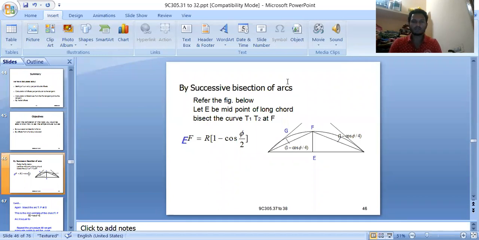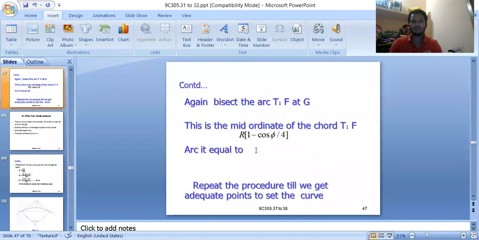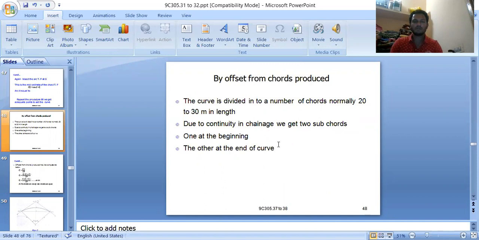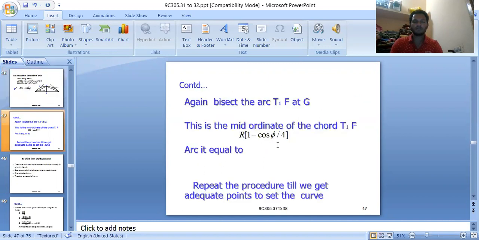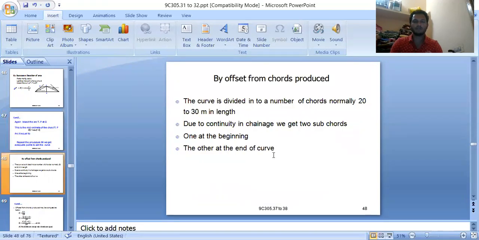And we have successive bisection of arcs. Here, the arc is successively bisected. So therefore, F is equal to R into 1 minus cos phi by 2, which we have known already. In the second bisection, we will have R into 1 minus cos phi by 4. It is the same, like R into 1 minus cos phi by 8 and so on. So like this, we will measure bisection of parts and we will substitute the values to get the final curve.